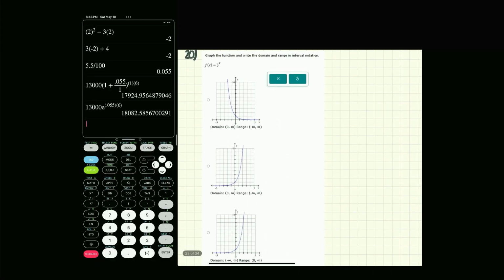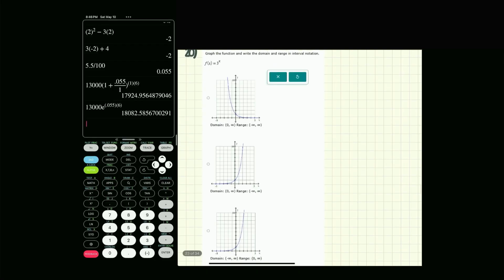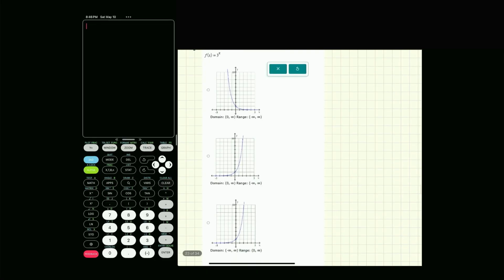We want to graph the function and state the domain and range. Probably if I have a graphing calculator, I'm going to just type this in. But we don't have to. We could make a table. So if you don't have a graphing calculator, this is what you would want to do.